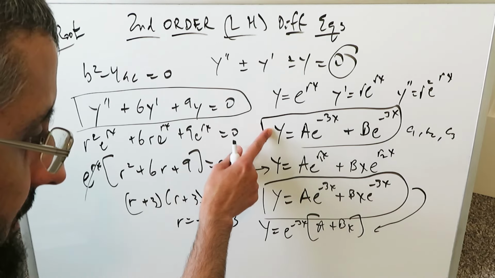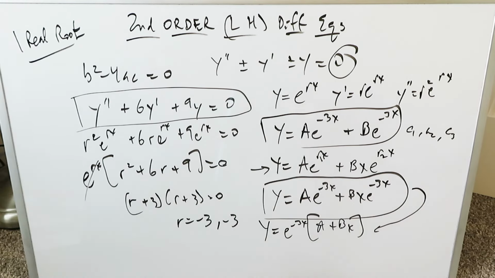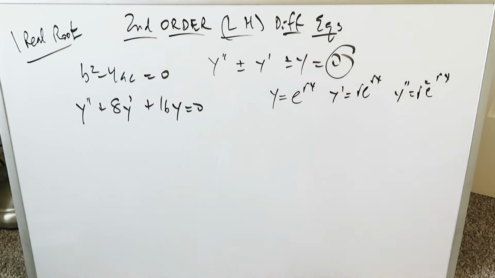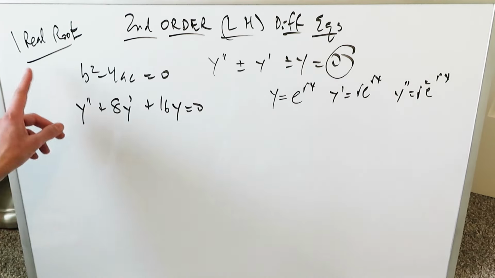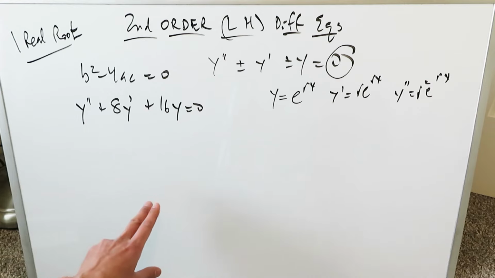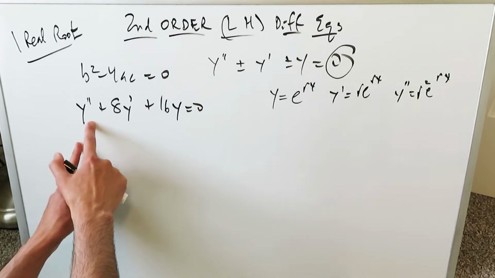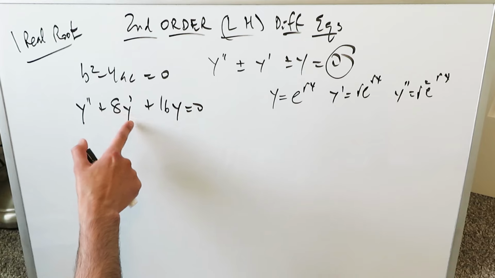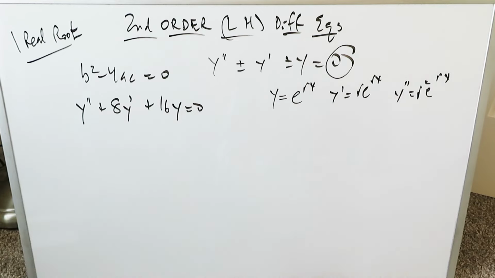This right here is the least acceptable. These two here are the most acceptable. We will look at one more example for this particular video. This right here represents our last example for this video. We will have one real root come about. You will have two solutions, but they'll be identical. You have this second order derivative plus 8 times first order derivative plus 16y equals 0. It's a linear homogeneous differential equation.